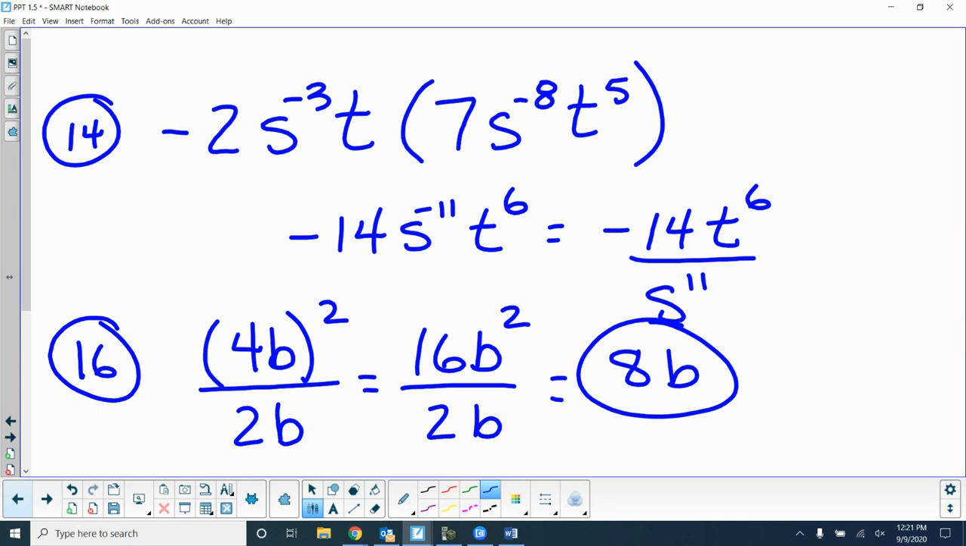30. Negative 4s to the 5th over t to the 11th. 32 is 1 over 256 u to the 8th v to the 12th. 34, 5.44 times 10 to the 2nd. 36, 6.46 times 10 to the 9th.